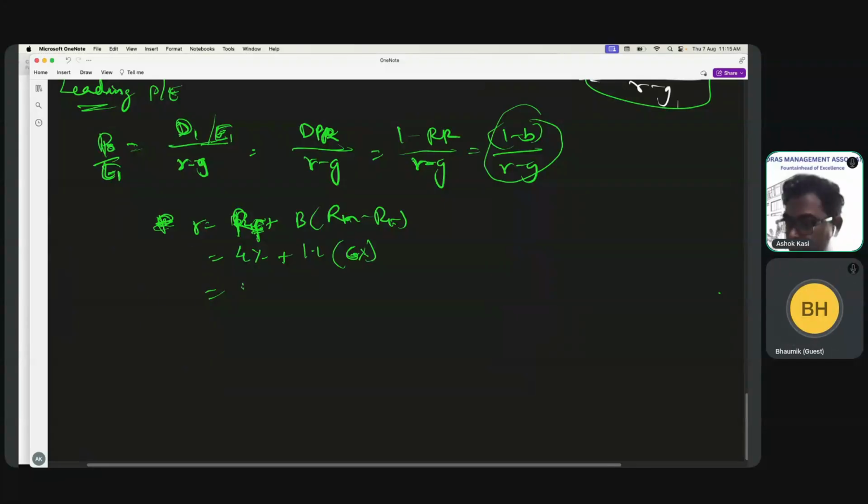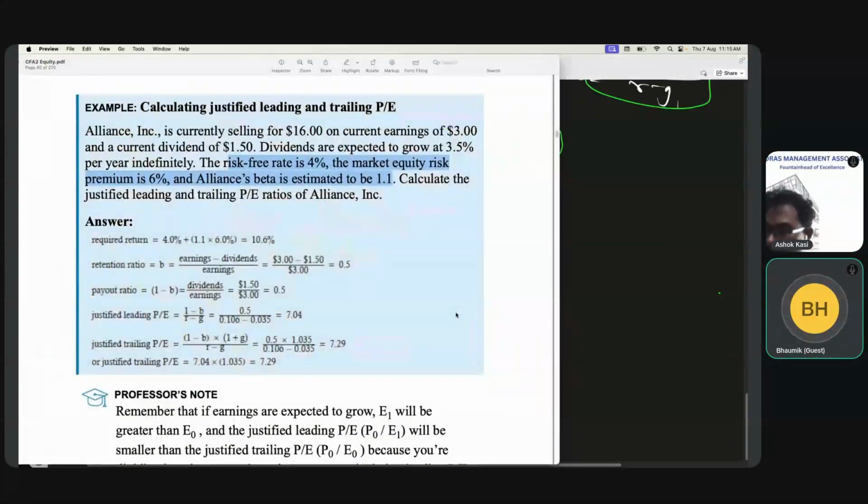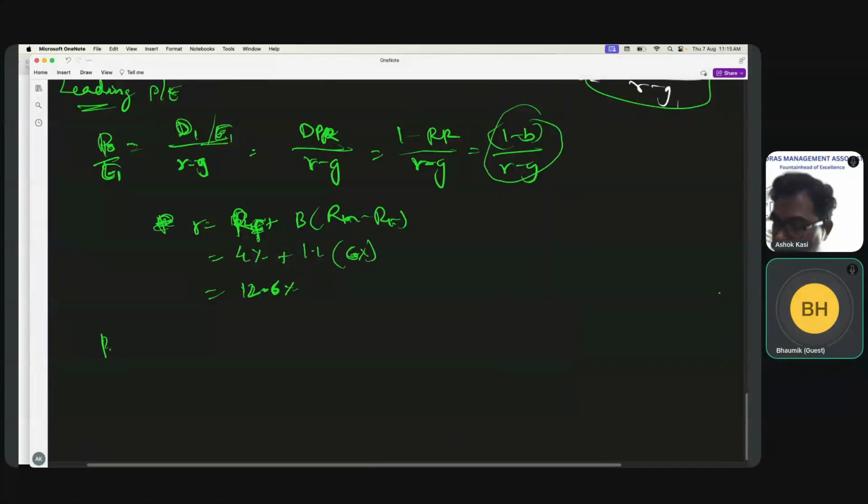Okay. So this is the required return. Then the next one is, we have been given the justified growth, so plug in the numbers. P0 is equal to D1 by R minus G. Now for trailing.